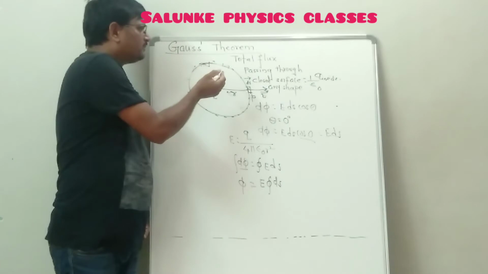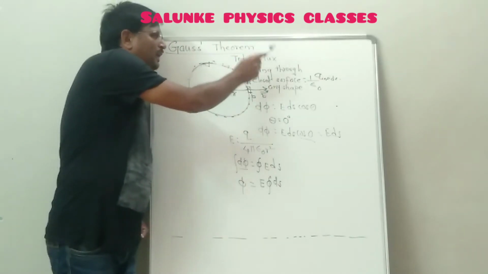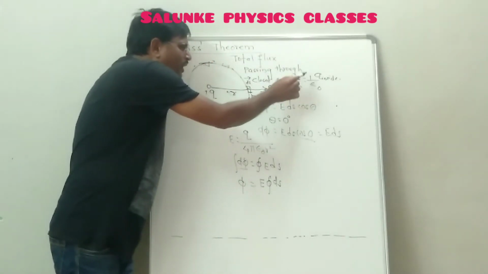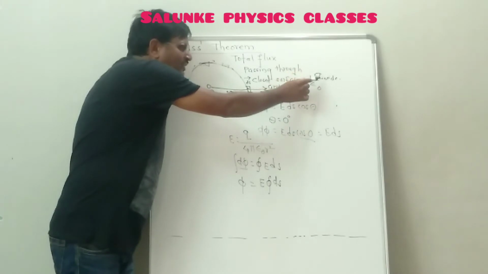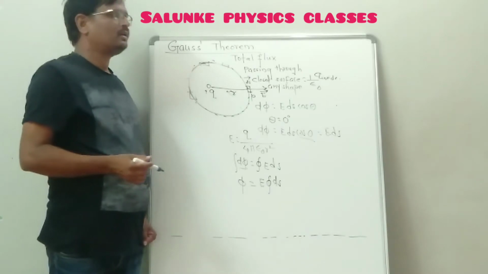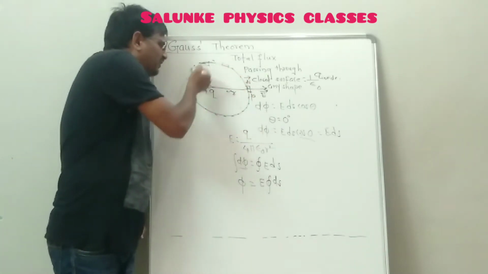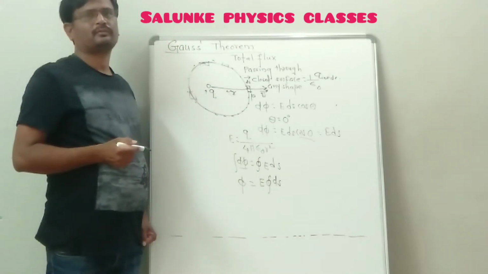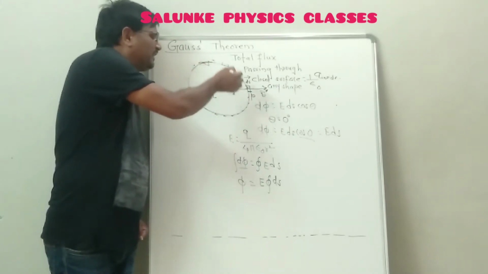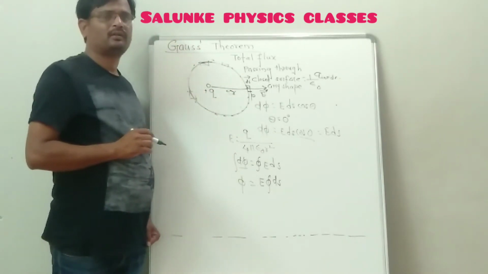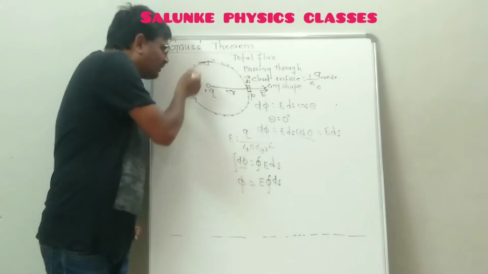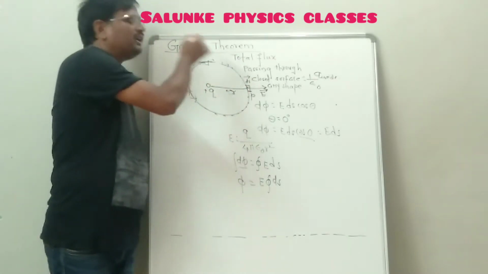Gauss theorem states that total flux passing through closed surface of any shape is equal to 1 upon epsilon naught times total charge inside the closed surface. Here we have taken the closed surface of sphere. Gauss theorem can be applicable to any closed surface of shape. Whatever may be the shape of the closed surface, but here we have taken closed surface of sphere.